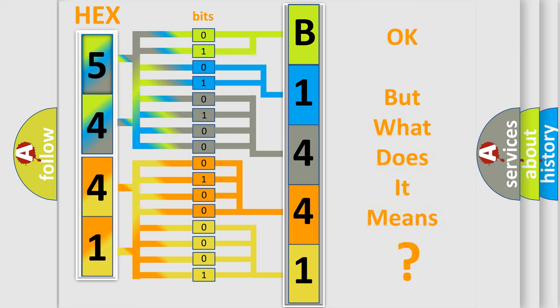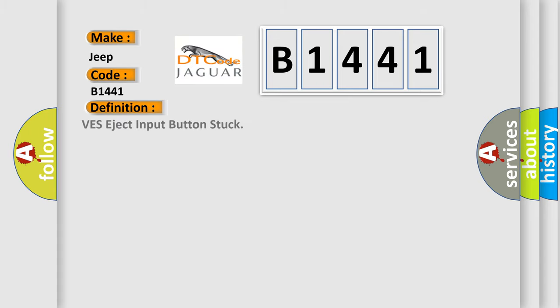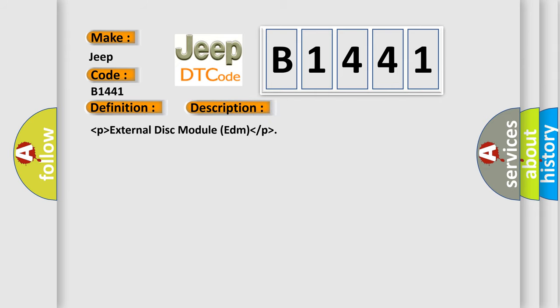The number itself does not make sense to us if we cannot assign information to what it actually expresses. So, what does the Diagnostic Trouble Code B1441 interpret specifically for Jeep car manufacturers? The basic definition is VES eject input button stuck. And now this is a short description of this DTC code. Lower than P, higher than external disc module EDM, lower than P, higher than.